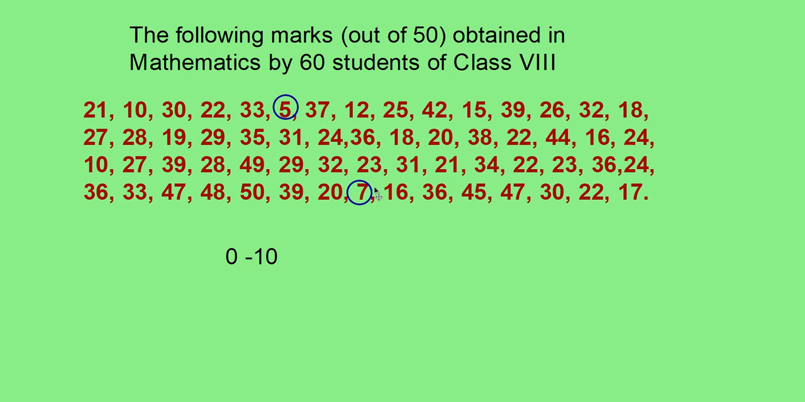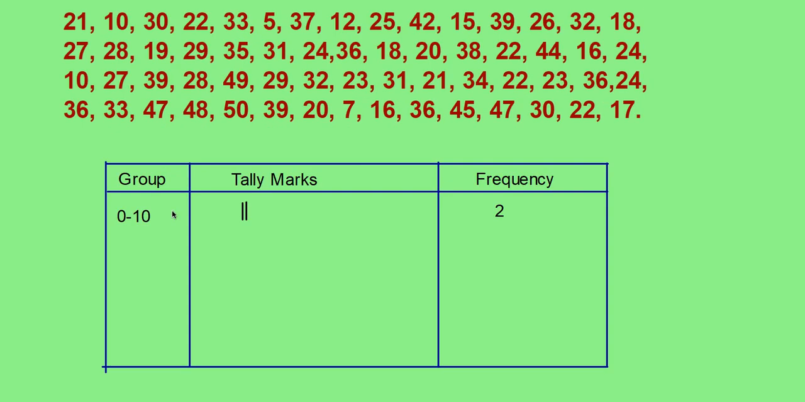Yes, you can find out there are 5 and 7 between 0 and 10. So, we can prepare a distribution table. Here the first group is 0 to 10. So, 2 are there, so frequency is 2. Now, what about 10 to 20?